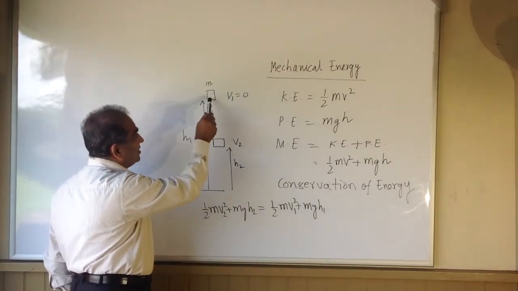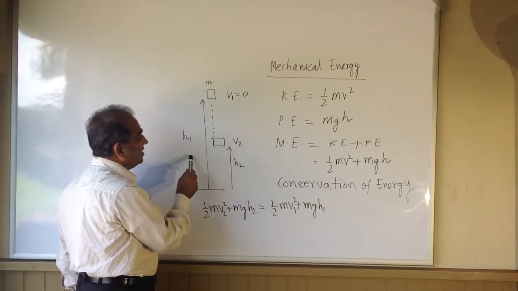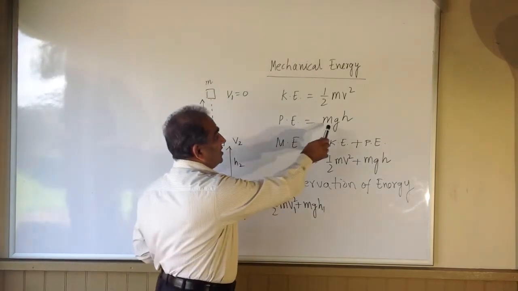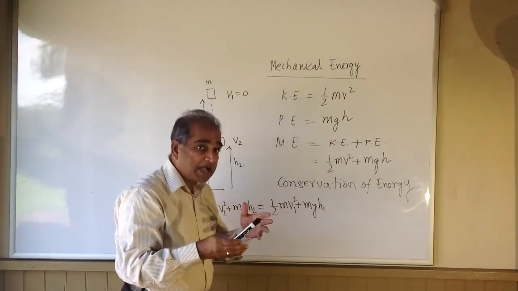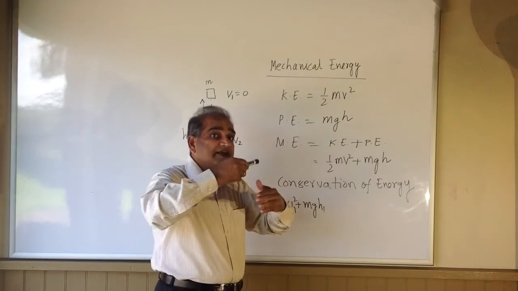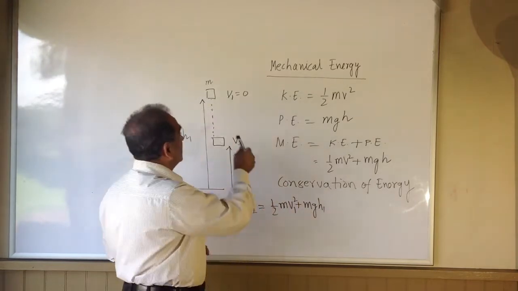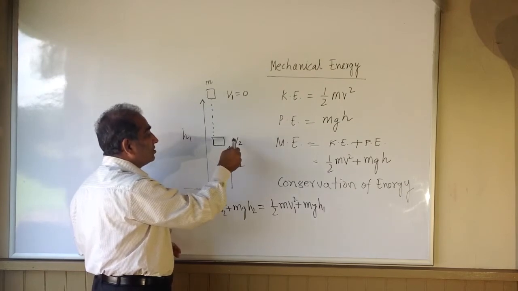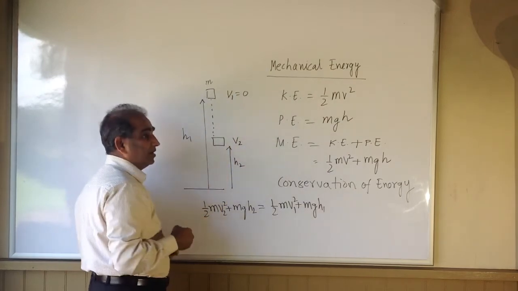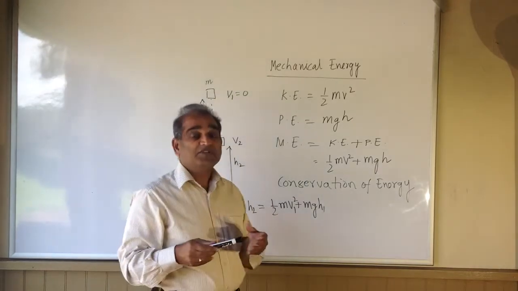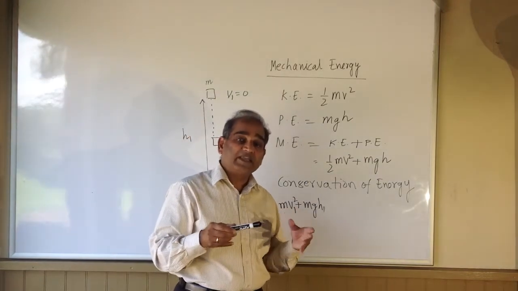So if it's coming down, its height is decreasing from h1 to h2. So the potential energy is decreasing. But where did this energy go? This energy is converted into kinetic energy. You can see the velocity is 0 here, but it has gained a velocity here. So the velocity v2 is greater than v1. So if the height decreases, velocity increases by virtue of conservation of mechanical energy.